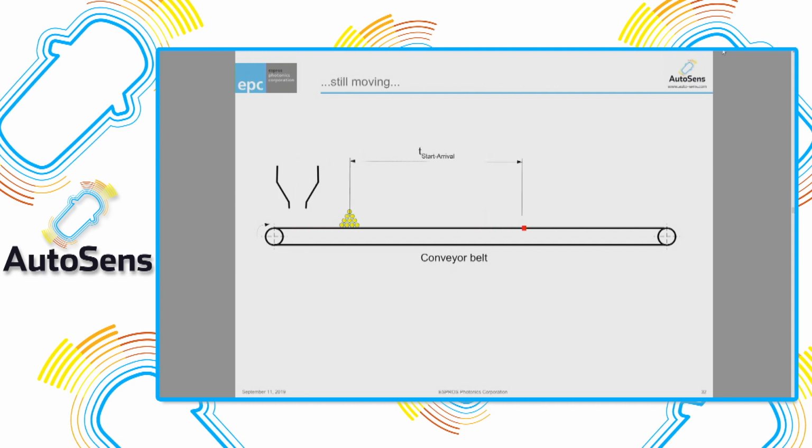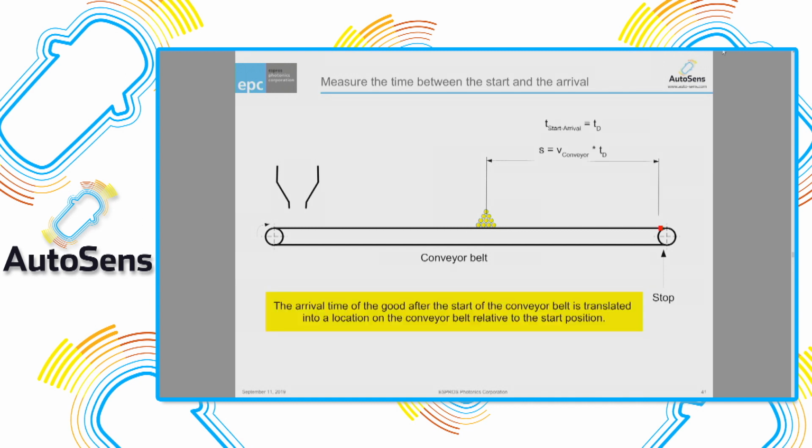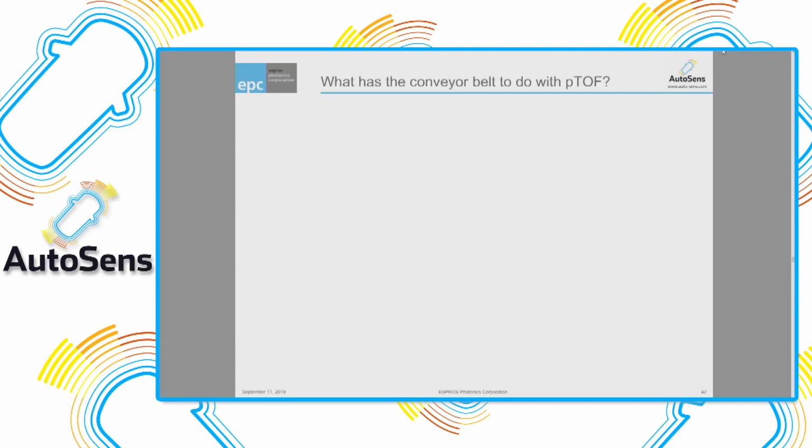So we keep going, and the goods move all the way to the end and stop. So again, this distance is a time difference between the start of the conveyor belt and the arrival time of the goods on the conveyor belt. Very simple. How to implement that electronically?